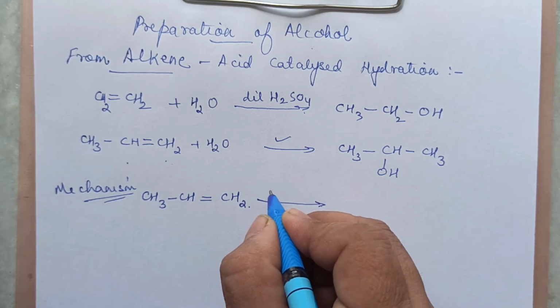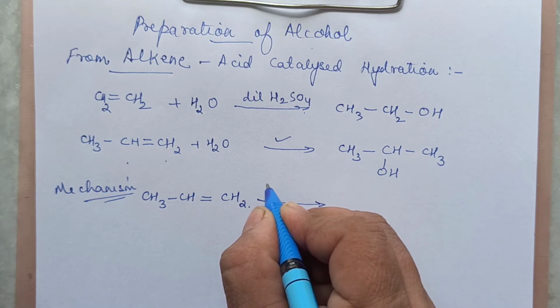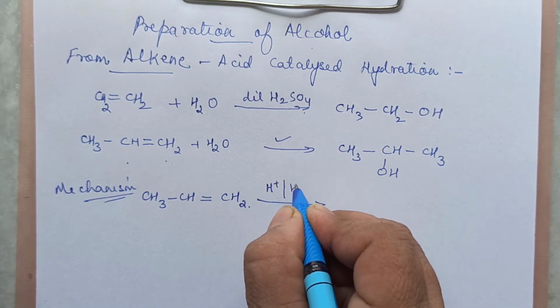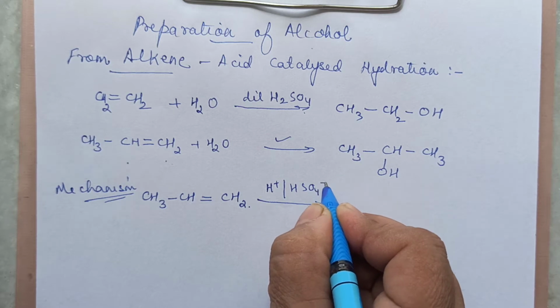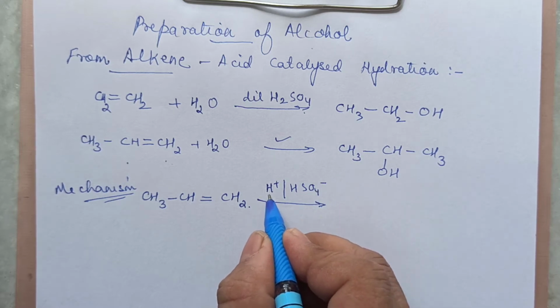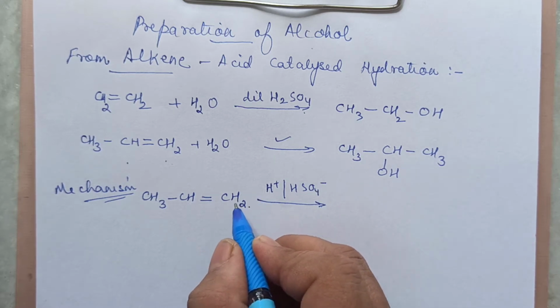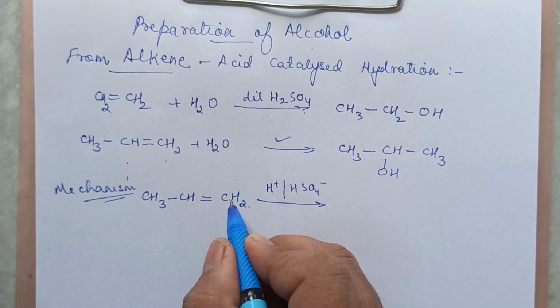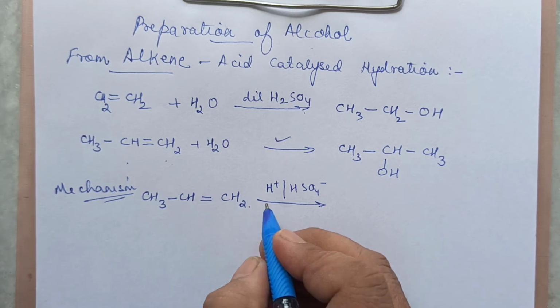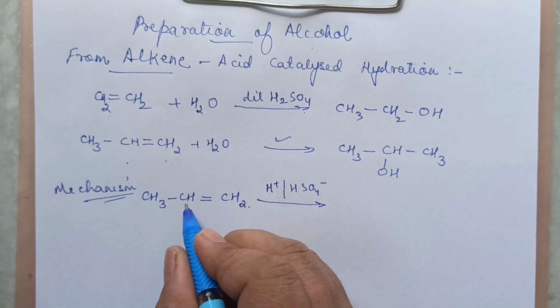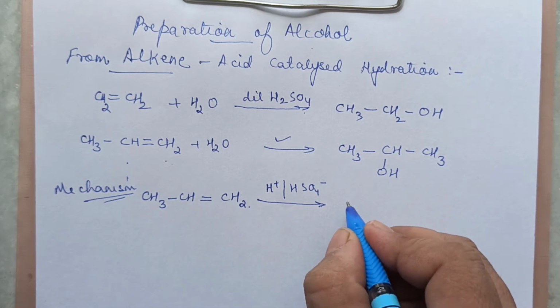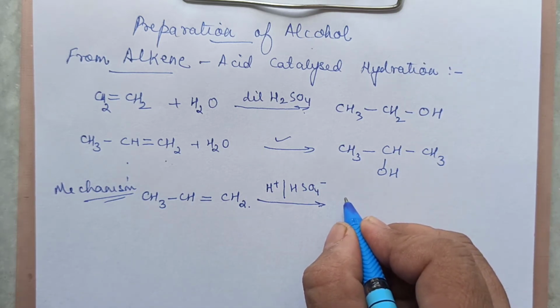we are carrying out the reaction in the presence of sulfuric acid. Sulfuric acid will give you H plus and HSO4 minus. Right, so this H plus will first join. Where it will join, it may come this side or it may come here. When this H plus comes here or here, there is a possibility of two different carbocations.